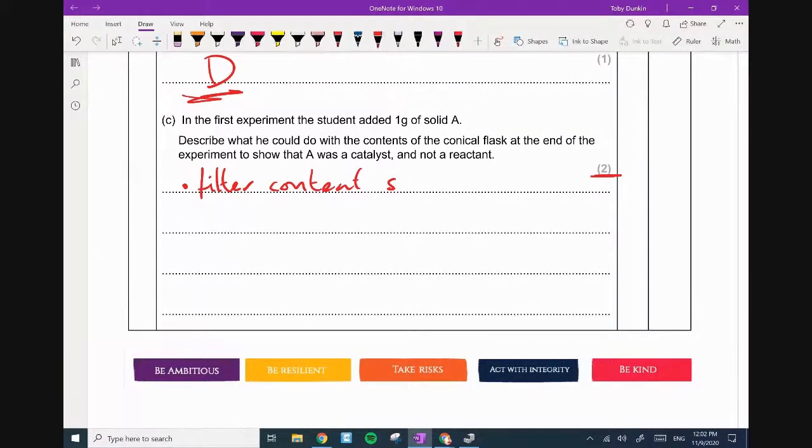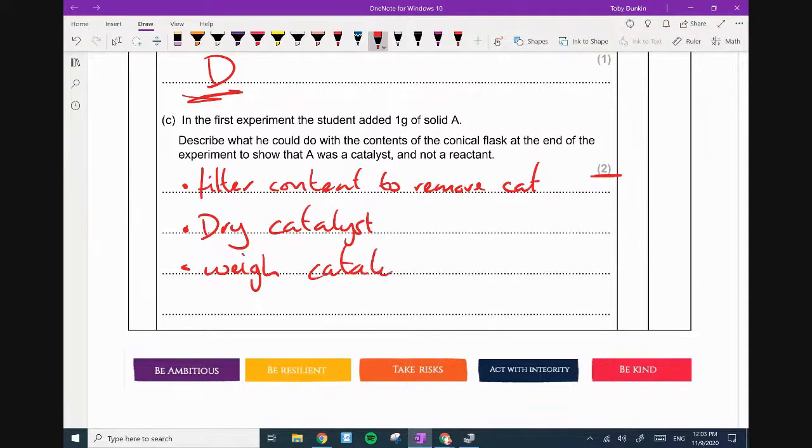So just filter content to remove catalyst. Now this is the mark that most people lost. You had to dry it. Yeah, dry the catalyst. Lots of people just forgot about that bit. If you don't dry it, your mass is going to be larger. Then dry and then weigh the catalyst, and the mass wouldn't have changed, because catalysts never get used up.